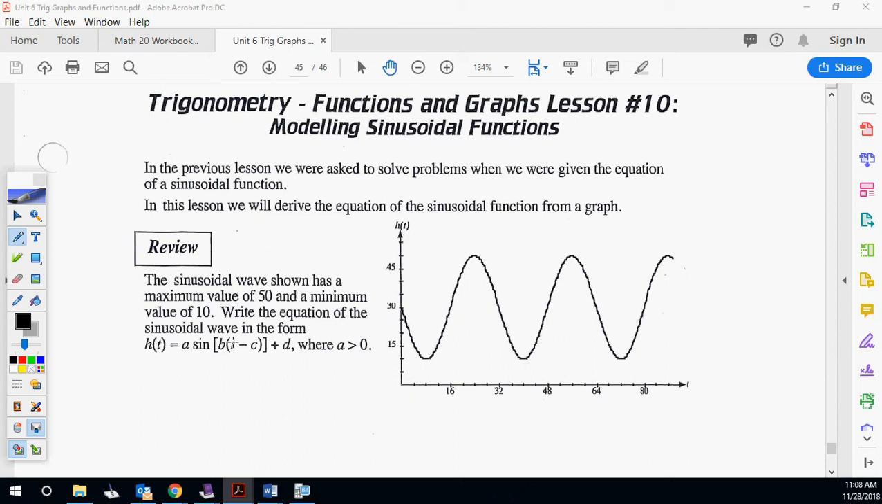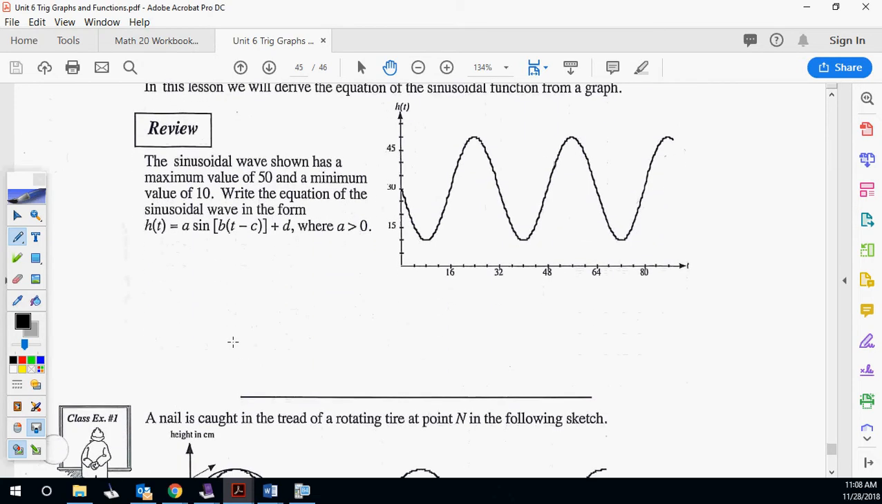Lesson 10, the last one for modeling sinusoidal functions. In the previous lesson, we were asked to solve a problem where we were given the equation. Now we're going to be trying to get the equation. Okay? So here's the one we're looking at.